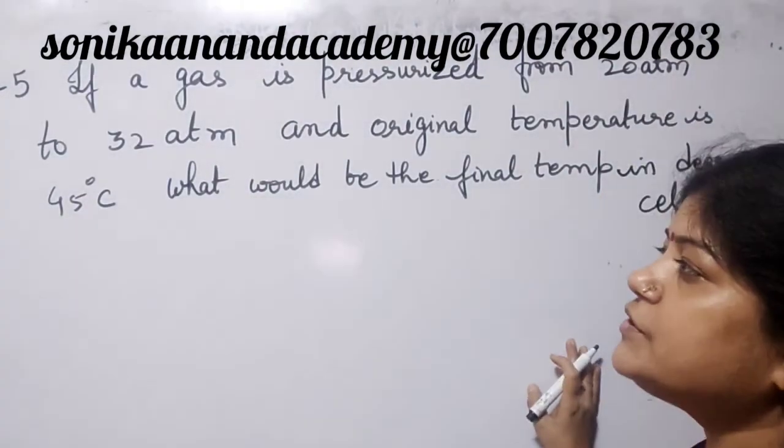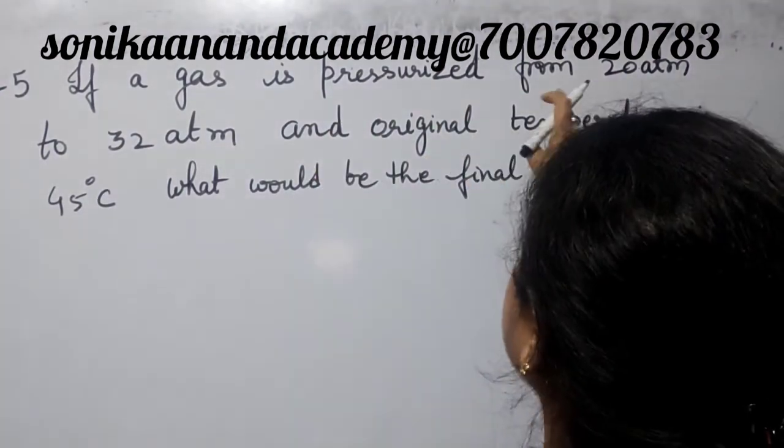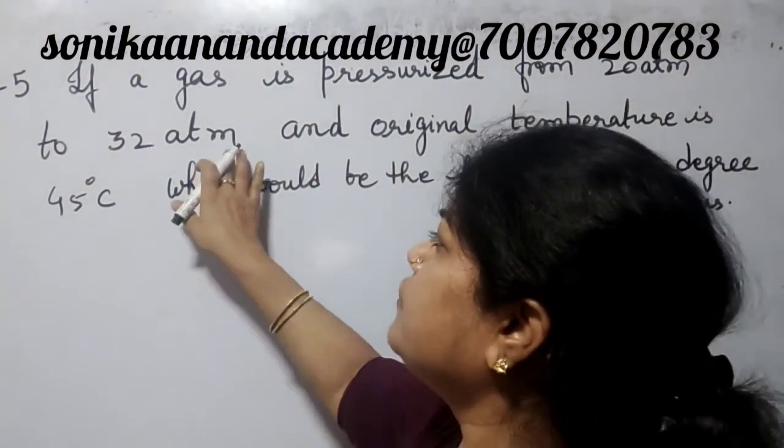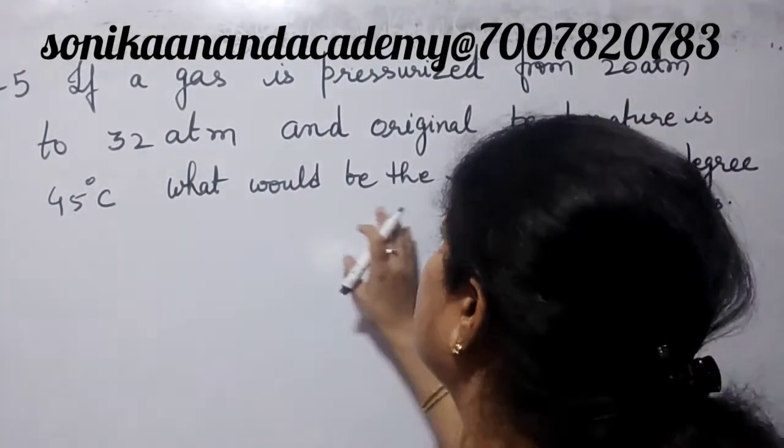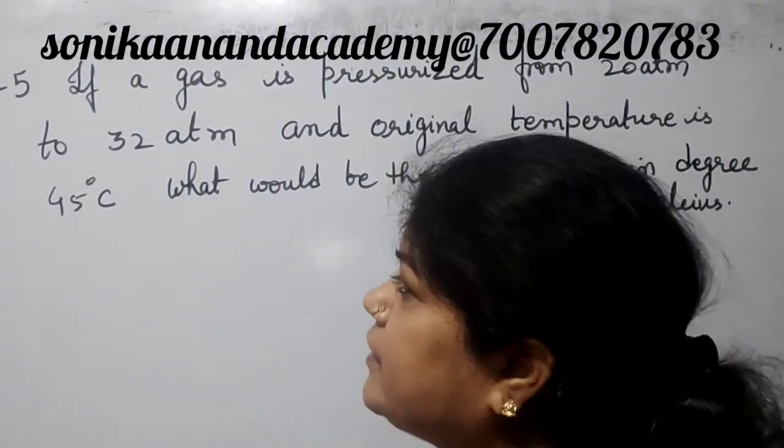Now just watch the question. If a gas is pressurized from 20 atmosphere to 32 atmosphere and the original temperature is 45 degrees Celsius, what will be the final temperature in degrees Celsius?